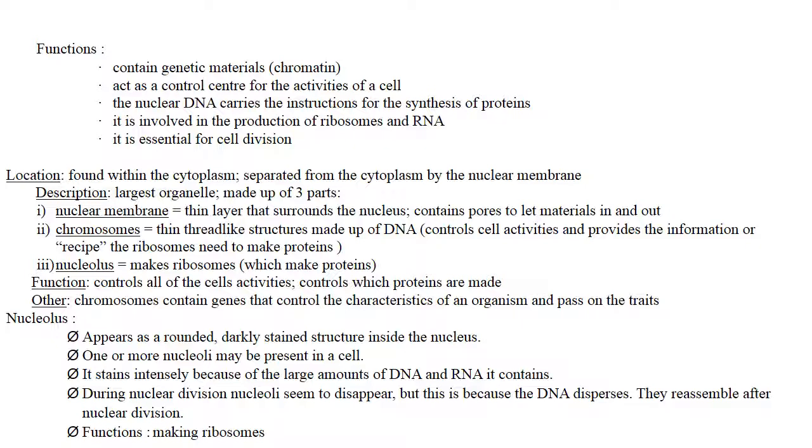One is the nuclear membrane, chromosomes, and nucleolus. Nuclear membrane: it's a thin layer surrounding the nucleus, containing pores to let materials in and out. Chromosomes: thin thread-like structures made up of DNA that control cell activities and provide the information the ribosomes need to make proteins. Nucleolus: it makes ribosomes, which make protein.